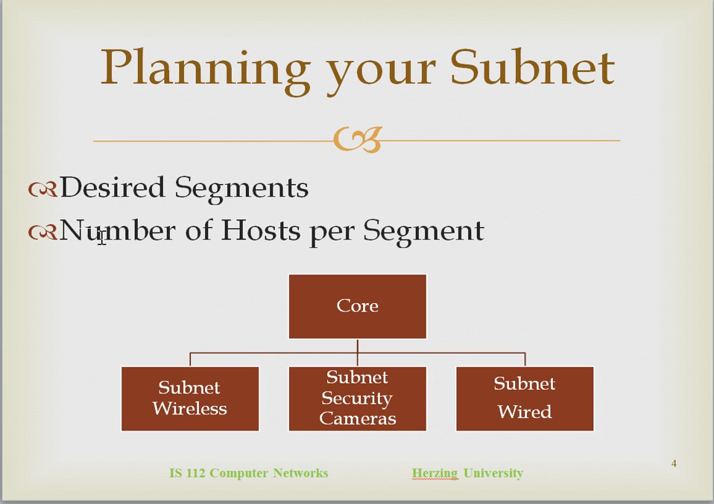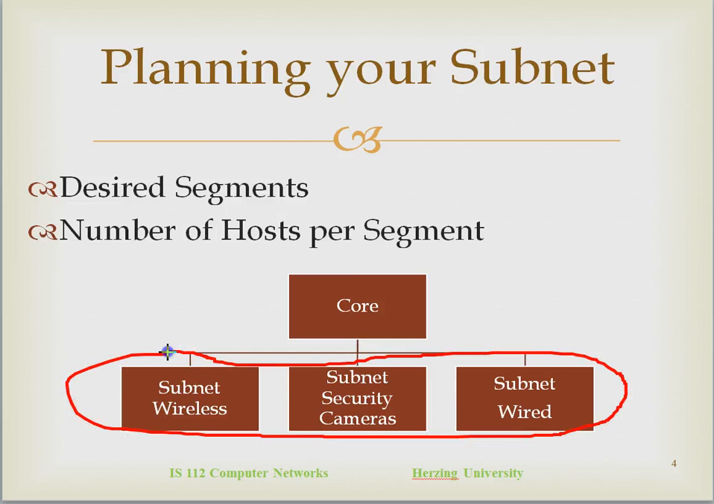Before setting up your subnets, you need to plan it out. This consists of two steps: the desired segments and the number of hosts per segment. Plan out how you wish to segment your network. In the above example, there are many segments, and you can see them right here. In this case, there's 3 segments. Each segment has a specific purpose for that type of network traffic. For example, only security camera traffic goes on that subnet.